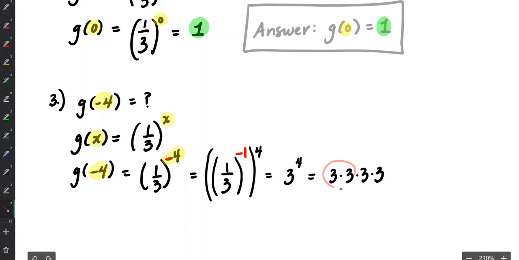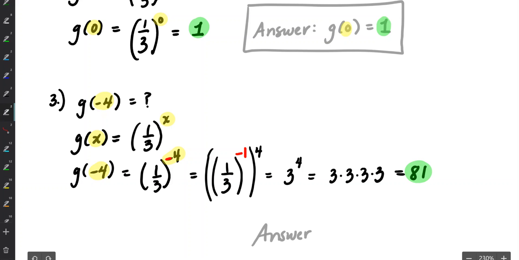Here we have a 3 times 3, which is a 9. A 3 times 3 here is a 9. 9 times 9 is 81. So our answer here is 81. Answer. G of -4 is 81.